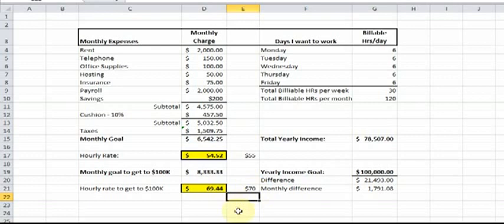So there you have it, how to figure out your hourly rate based on a monthly goal or a yearly goal.